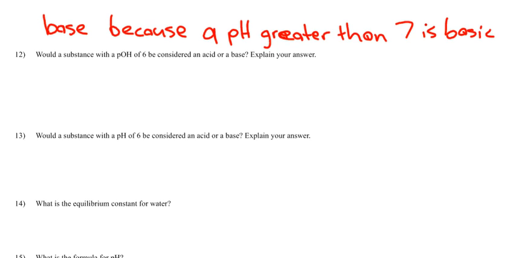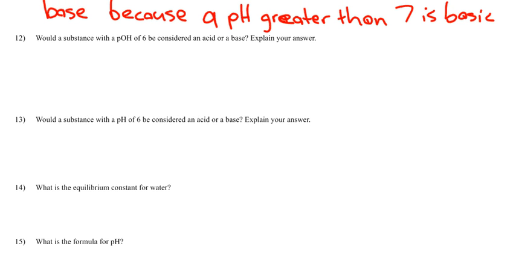Number 12 says, would a substance with a pOH of 6 be considered an acid or a base? So pOH is a little bit of a different scale. So for pOH, we have a scale where it looks also an awful lot like the pH scale, except it's backwards.